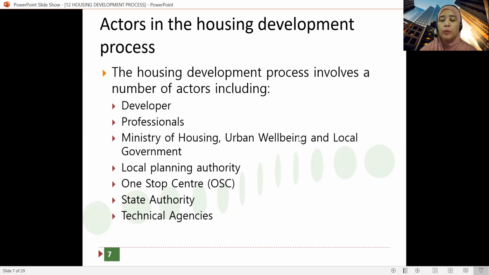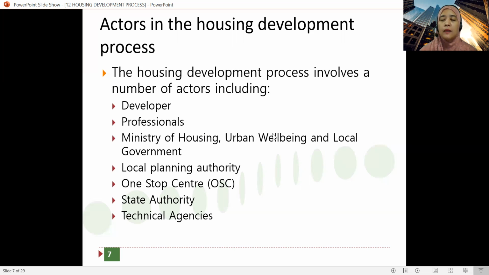Urban Wellbeing is a new portfolio added to the ministry. Dulu, previously it was known as the Ministry of Housing and Local Government. So now another portfolio has been added to the ministry. Nama penuhnya, the full name is Ministry of Housing, Urban Wellbeing and Local Government. In Malay, it's known as Kementerian Perumahan, Kesejahteraan Bandar dan Kerajaan Tempatan. Long, right? Quite a mouthful.